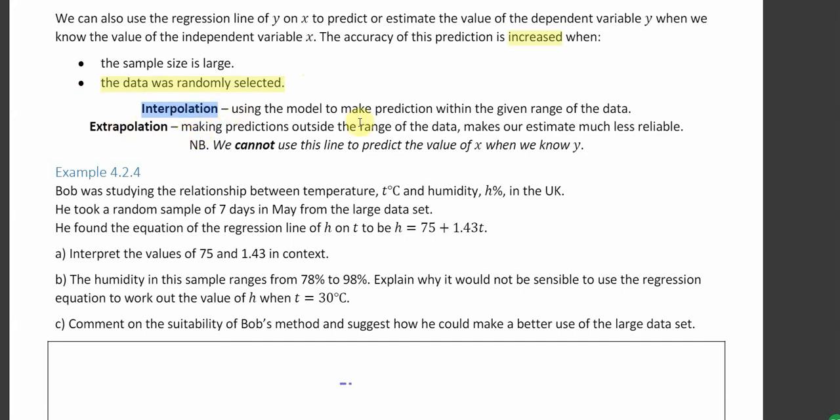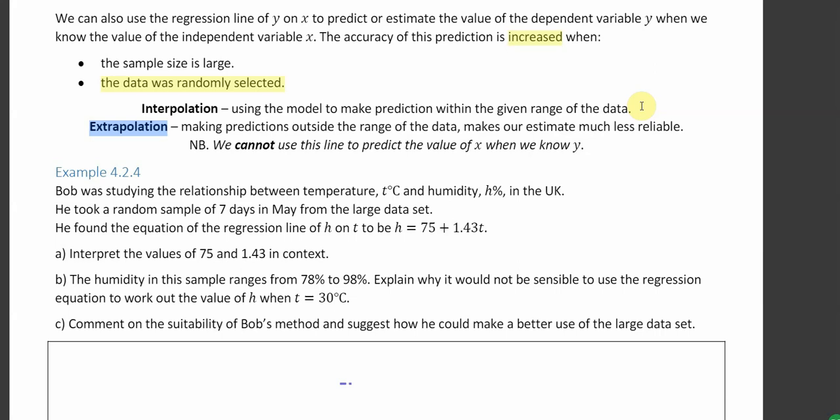Interpolation is using the model, so using the regression line, to make predictions within the given range of the data. So if the data has x values from 0 to 100, for example, then we can use the model to predict the corresponding y value for any x value within that range 0 to 100. Now, interpolation is generally reliable. However, extrapolation, which is making predictions outside the range of data, makes our estimate much less reliable.